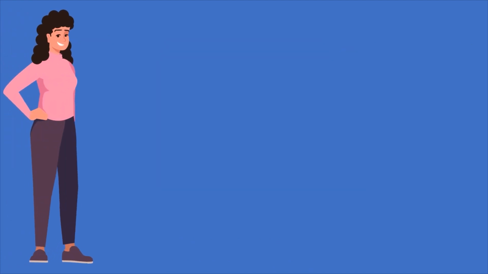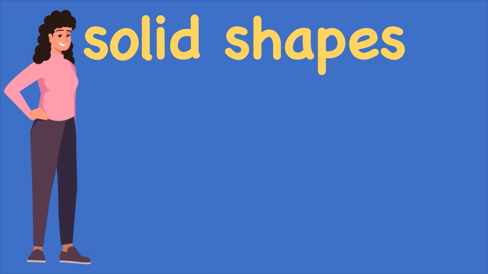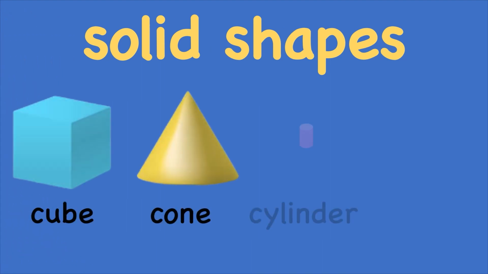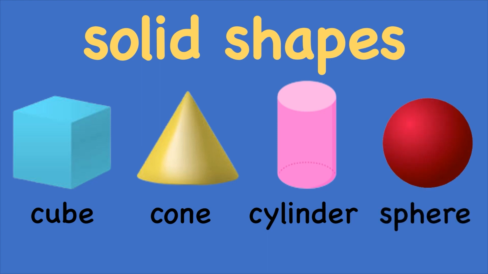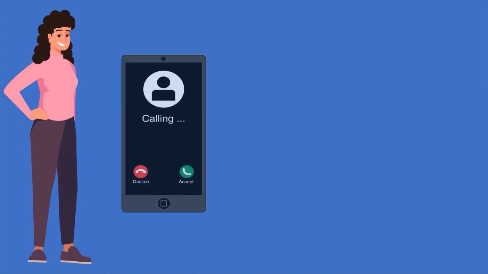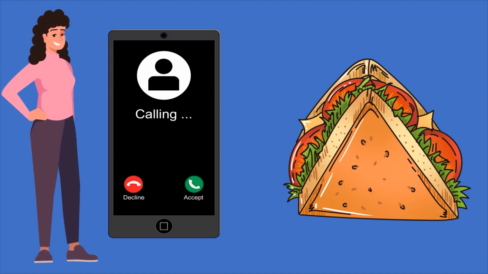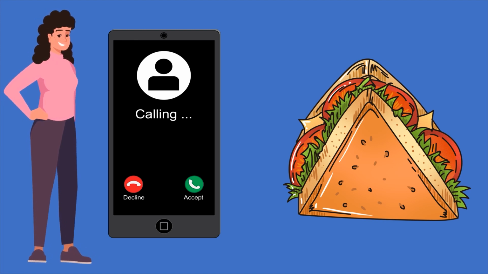Now let's name the solid shapes. Cube, cone, cylinder, sphere. Let's look at these objects. Let's name the shape of the objects according to its sides and corners.